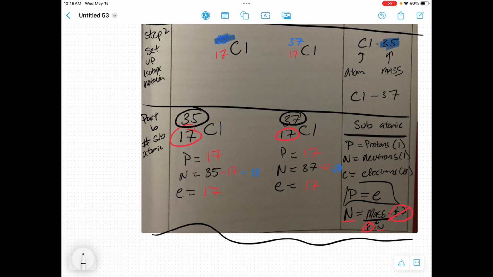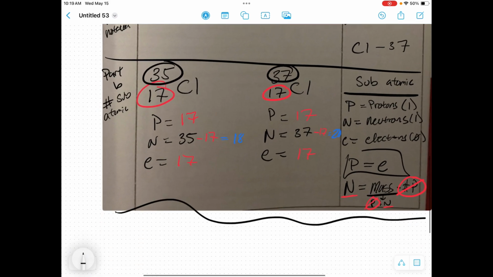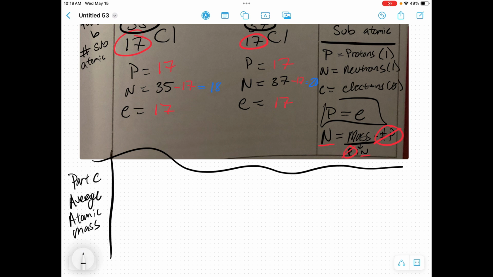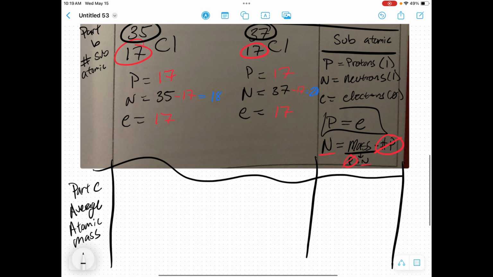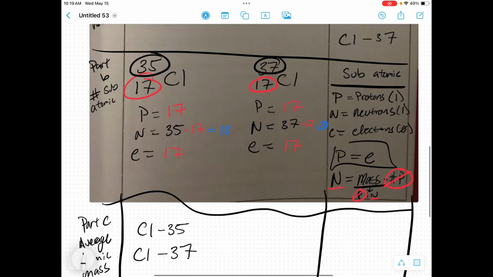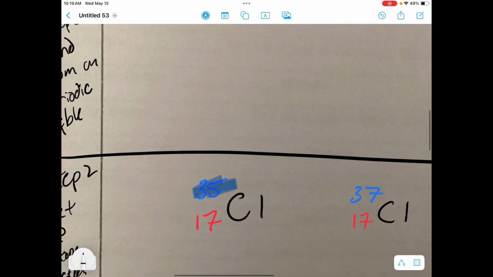And then our last part, part C, is asking you to calculate the average atomic mass. So for part C, average atomic mass. I have these two isotopes, right? Chlorine 35 and chlorine 37. In the question, it's telling me chlorine 35 is 75.78%. So that means roughly 76% of the time, if you had 100 chlorine atoms, about 3/4 of the time you're going to find that chlorine 35.